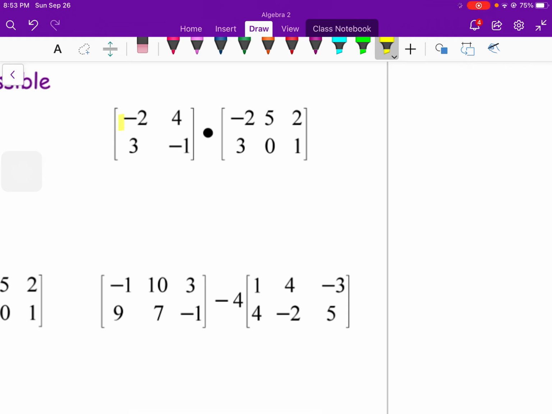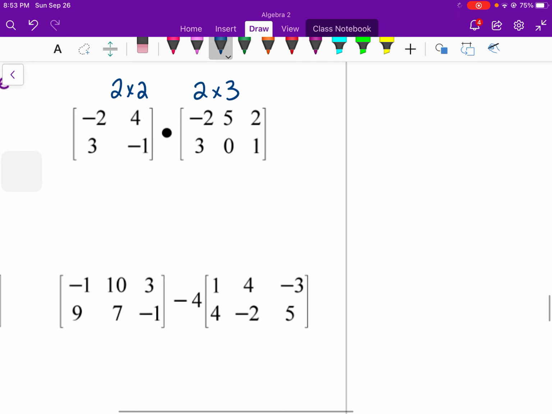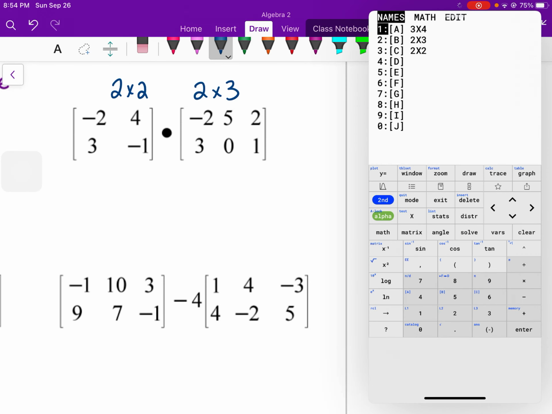Matrix multiplication, you would multiply rows by columns. And you just have to make sure that they match up. So 2 by 2 and then 2 by 3. You are able to do this in your calculator if you'd like.